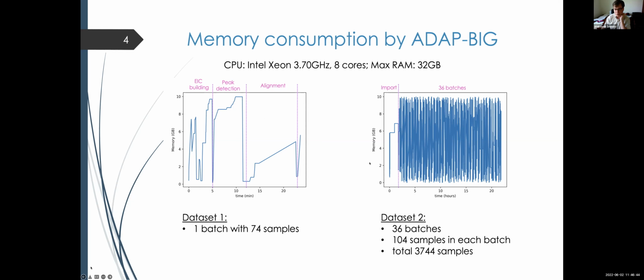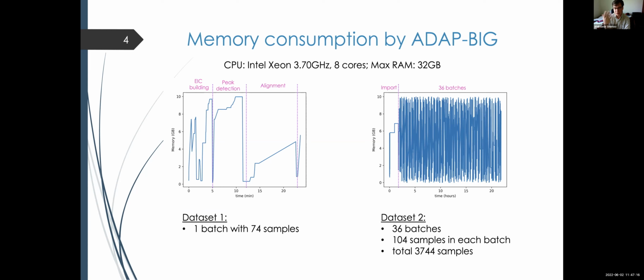In the figure on the right, you see the memory consumption for a much bigger dataset. It has 36 batches, 104 samples in each batch. In total, it's 3,700 samples. But of course, it takes more time to process this dataset, but the memory consumption stays basically the same. So that's about memory optimization.